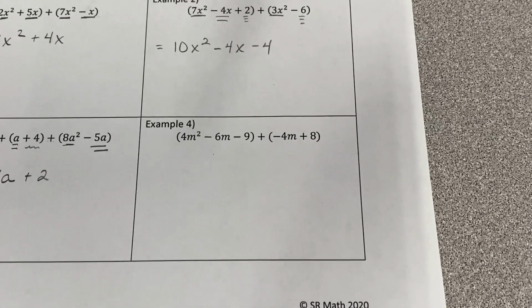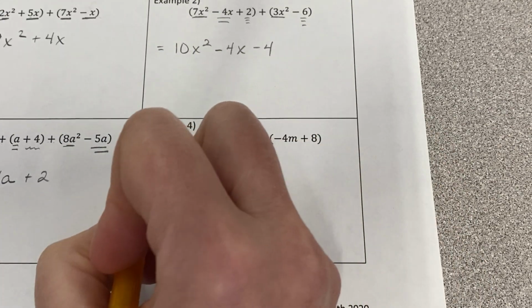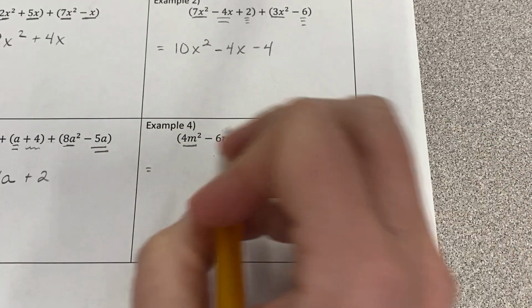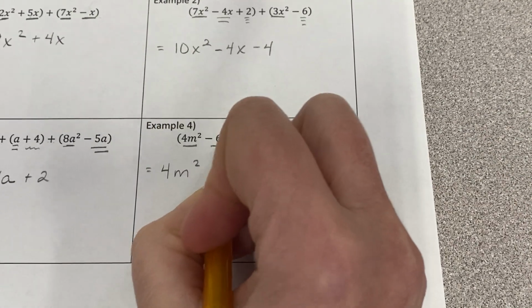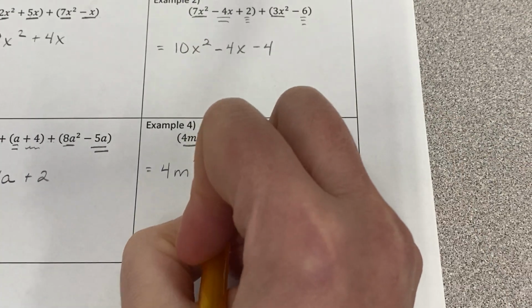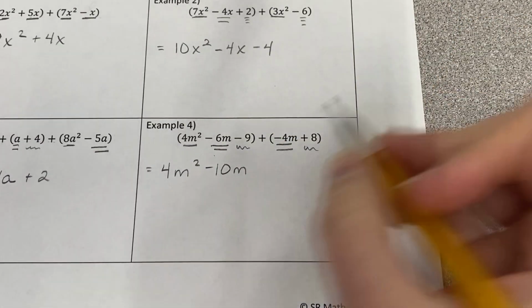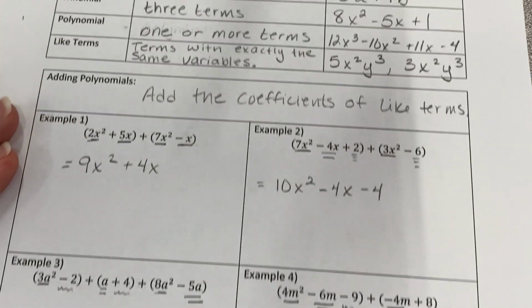And this is our last example with just adding. 4m squared, that's the only m squared, so nothing happens there. Negative 6m minus 4m is negative 10m. And then finally, negative 9 plus 8 is negative 1. Okay, so that's that page.